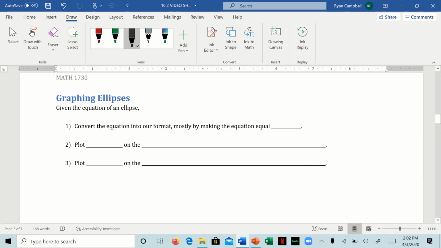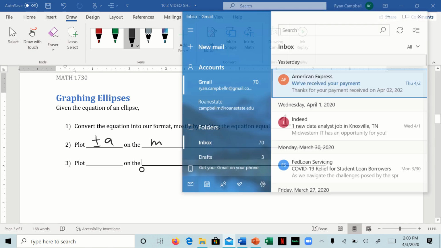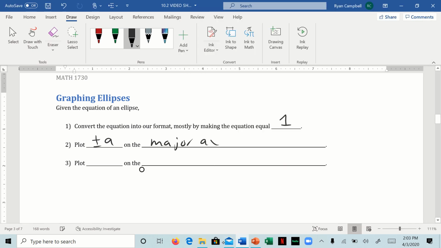When graphing ellipses, these are going to be super easy, kind of like circles. First we want to convert the equation into our format, mostly by making the equation equal to 1. So you want the entire equation equal to 1. A lot of times we'll just divide by whatever we need to divide by. Then we're going to plot. We need plus or minus a, which is going to be on the major axis, and then plus or minus b, which we said is going to be on the minor axis. And that's it.